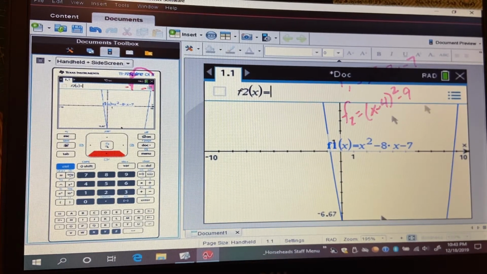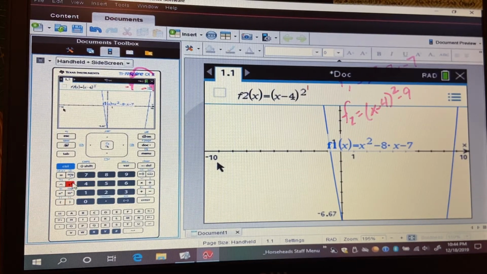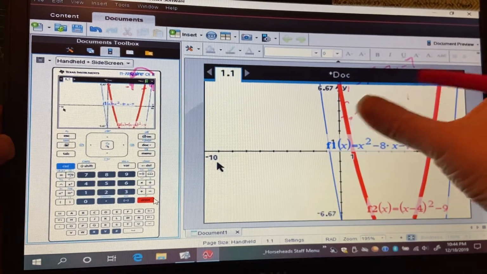F2, so we're going to type this in right here. Squared minus 9. Those do not lie on top of each other, so that's not our choice.